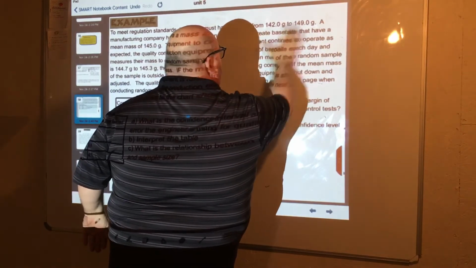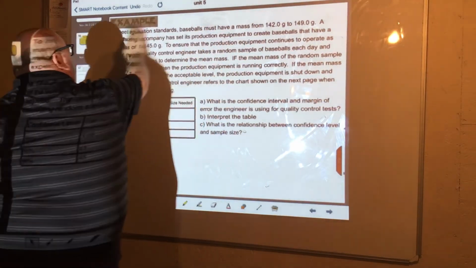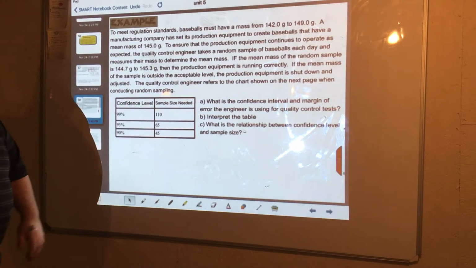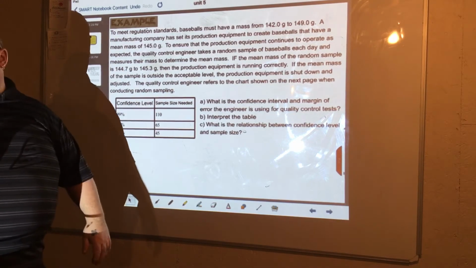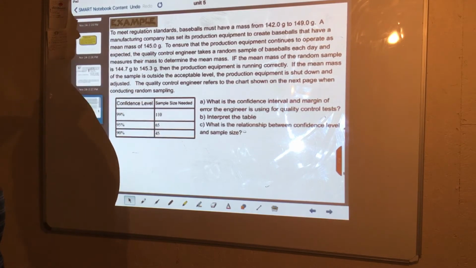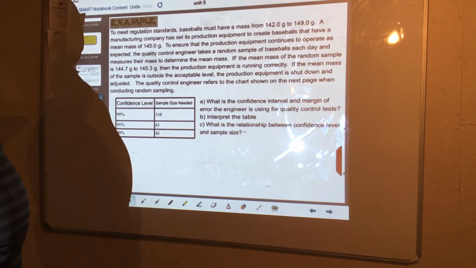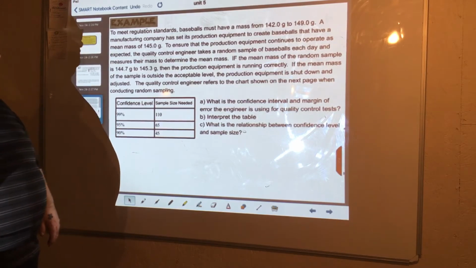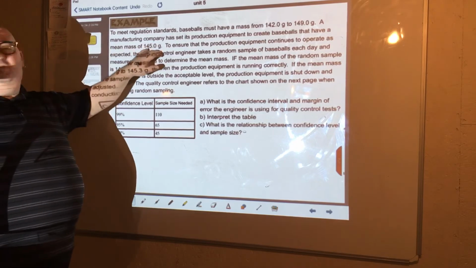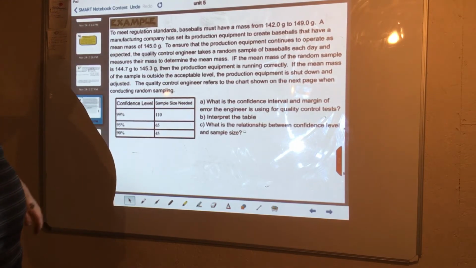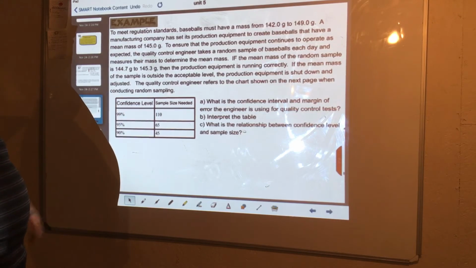Okay. So, big long question. To meet regulation standards, baseballs have to have a mass of 142 to 149 grams. If they don't, they're playing with the wrong balls. A manufacturing company sets its equipment to make these balls with a mean mass of 145 grams. That's our mean mass, yeah? So they test their equipment every so often, to make sure it's making the right kind of baseballs.